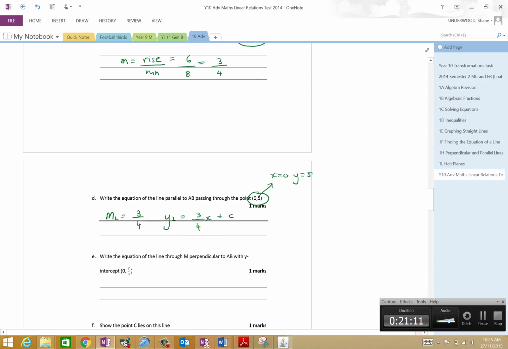What? Oh, yeah. Okay, c is equal to 5. It was just a silly laugh, you know. Best laugh I've ever heard.